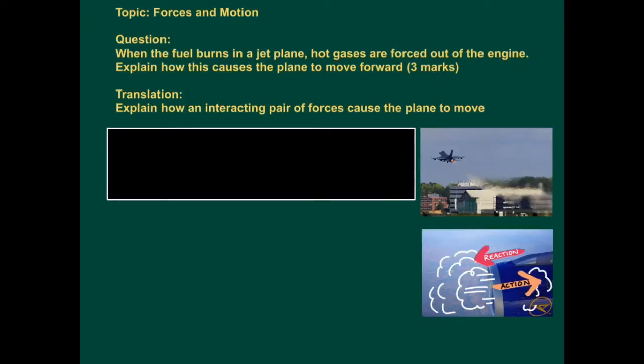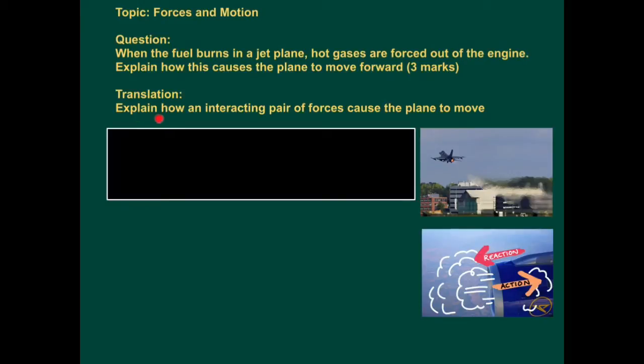In this exam application tutorial, we're looking at the topic of forces and motion. The question for 3 marks reads, when the fuel burns in a jet plane, hot gases are forced out of the engine. You can see that here. Explain how this causes the plane to move forward.